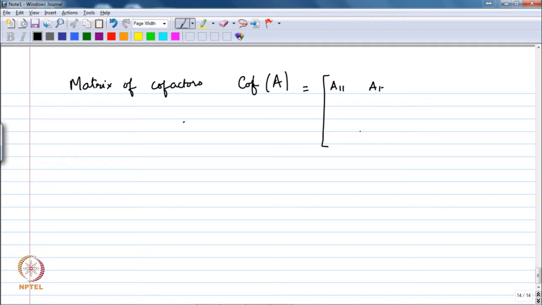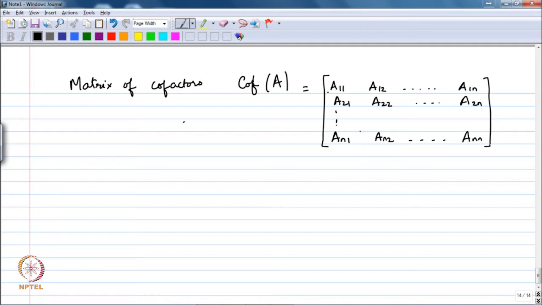So this will be A11, A12 up to A1n, and then A21, A22 up to A2n. Notice it is capital A, which is a cofactor. Then An1, An2 up to Ann. So instead of putting the element, you put the cofactor of that element.